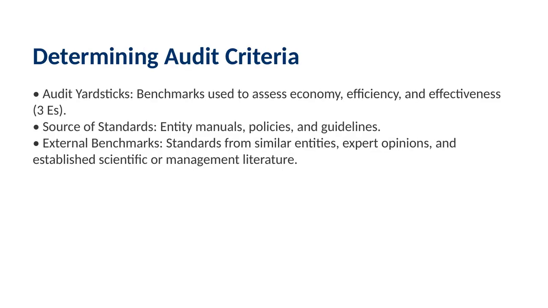Finally, we come to determining audit criteria. Think of audit criteria as the benchmarks or standards. They're the yardsticks used to see if a program is meeting expectations. These standards must be reasonable and attainable so that you can accurately assess the economy, efficiency, and effectiveness of the activities. So, where do you find these criteria?